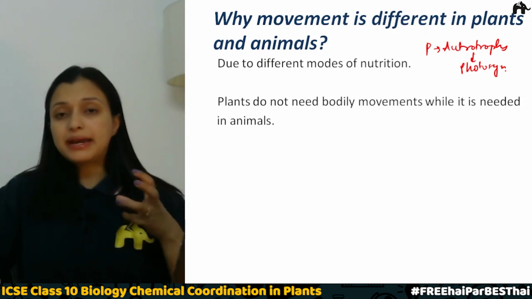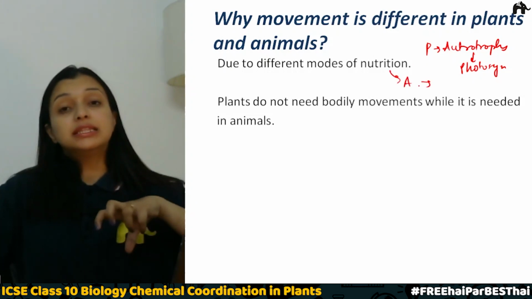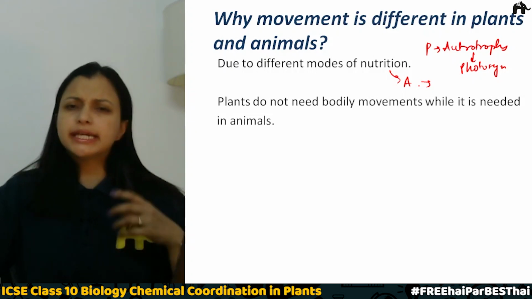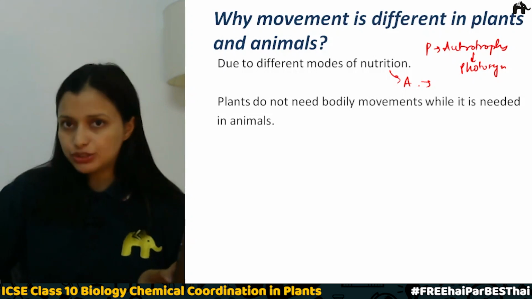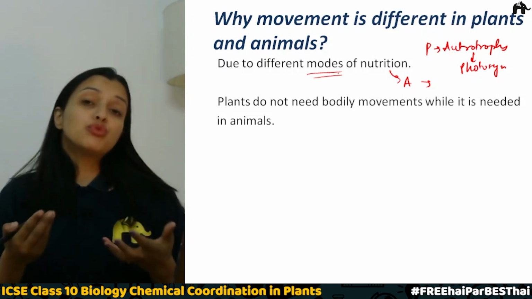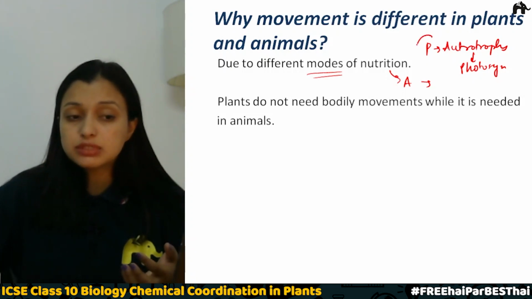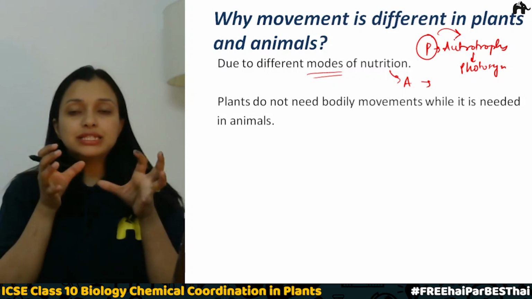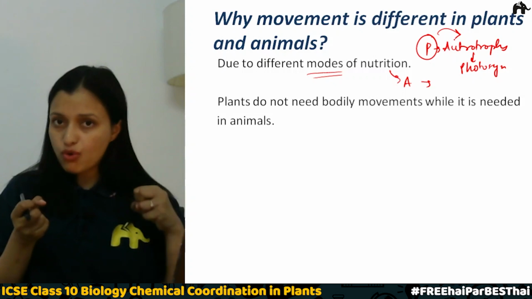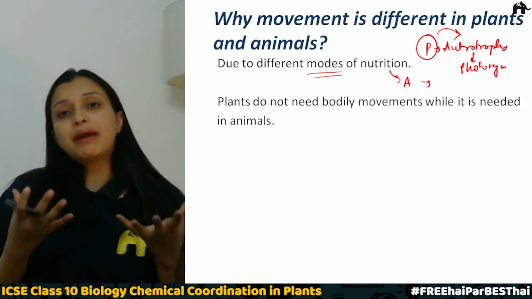They synthesize their food by the process of photosynthesis. And in case of animals, these animals are dependent on the plants for their food. Correct? Directly or indirectly, they are dependent on them. These different modes of nutrition are the reason for the movement. Since plants are autotrophs, they just have to capture the sunlight, absorb water, absorb carbon dioxide, and they prepare their own food.